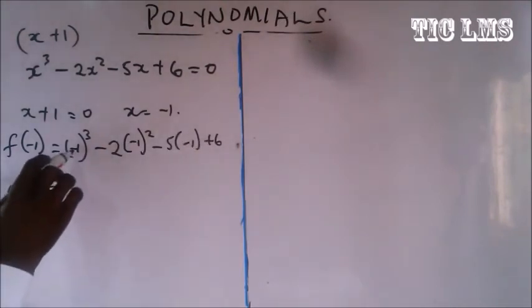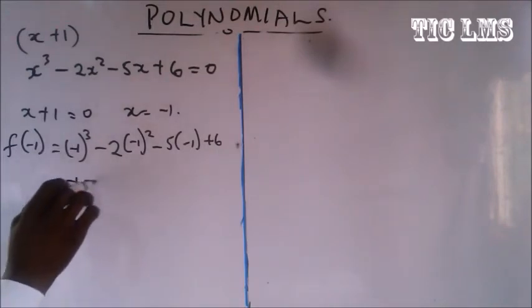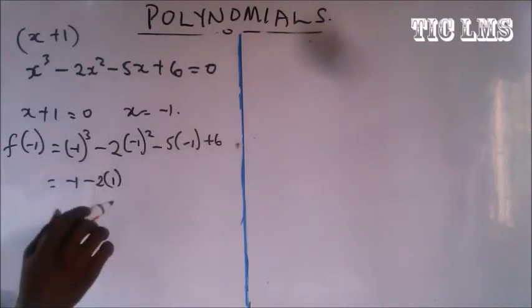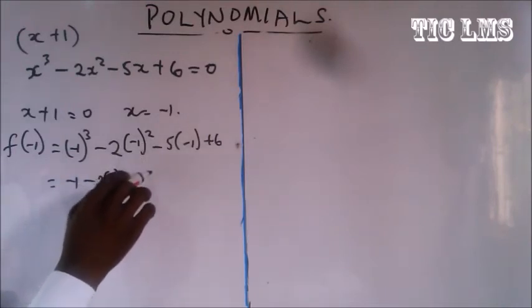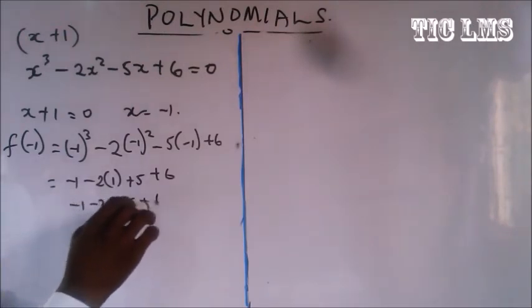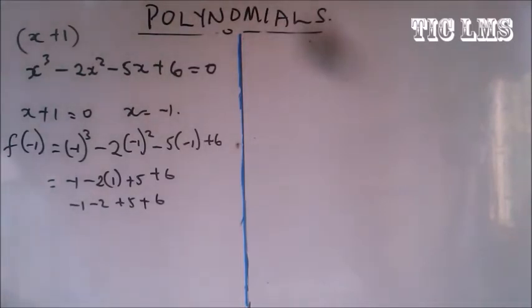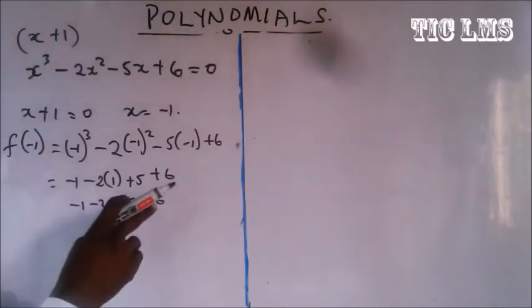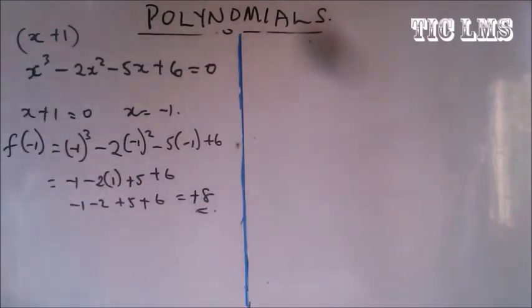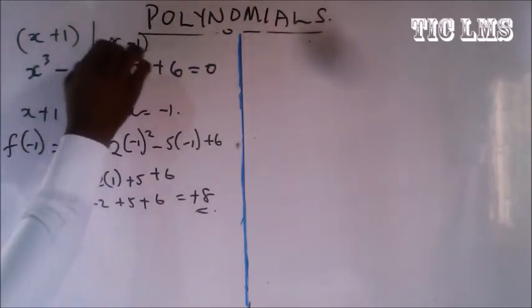Alright, so we have minus 1 raised to 3 is minus 1, minus 2 into bracket minus 1 squared is 1, minus 5 times minus 1, that's plus 5, plus 6. So we have minus 1 minus 2 plus 5 plus 6. Minus 1 minus 2 is minus 3, minus 3 plus 5 is plus 2, and plus 2 plus 6, that's plus 8. Hence, x plus 1 is not a factor. What if we use x minus 1?